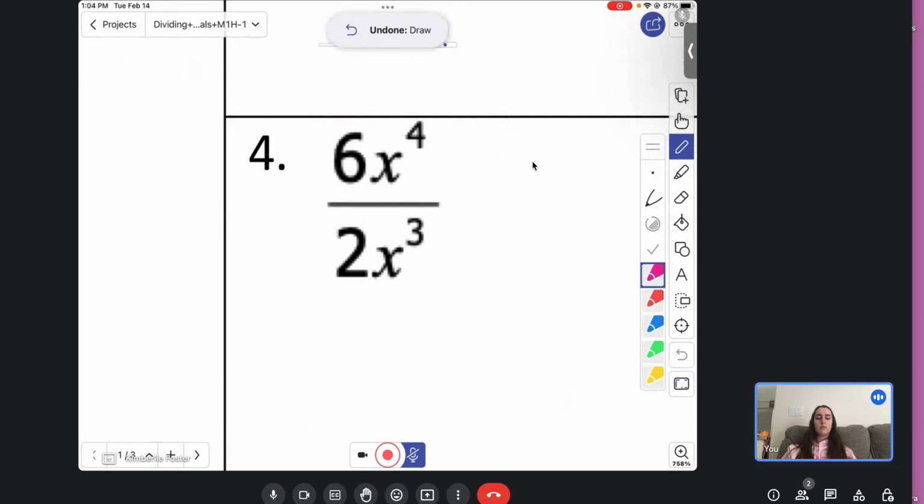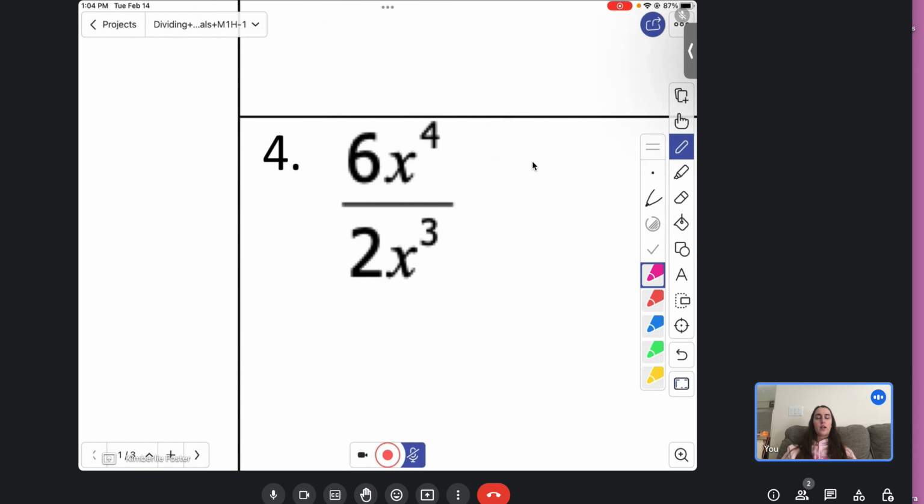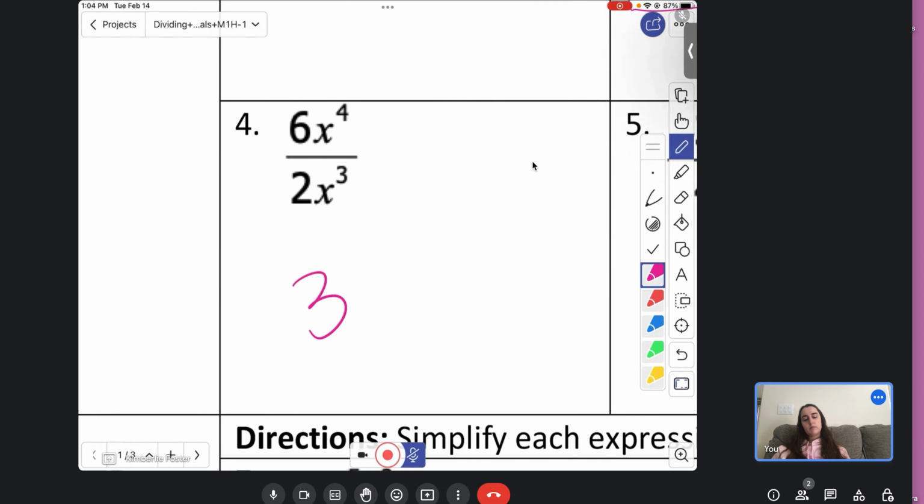Okay, now, what if we have coefficients in the front? Well, if you remember with the product rule, we multiplied our coefficients like normal, and we added our exponents. So here with the quotient rule, we're going to divide our coefficients like normal and subtract our exponents. So 6 over 2 is 3. And 4 minus 3 is 1. So that's just 3x.